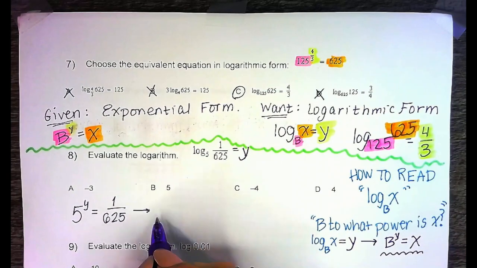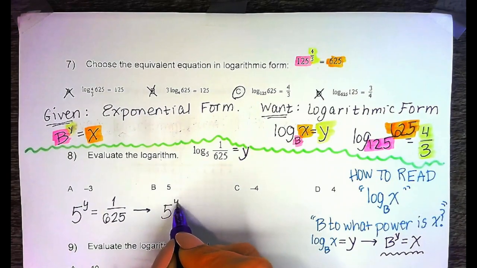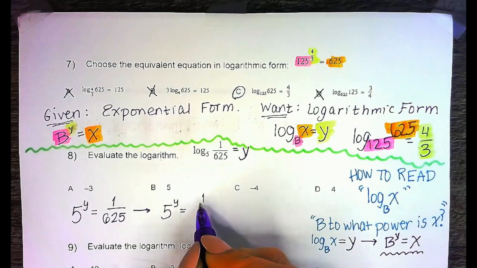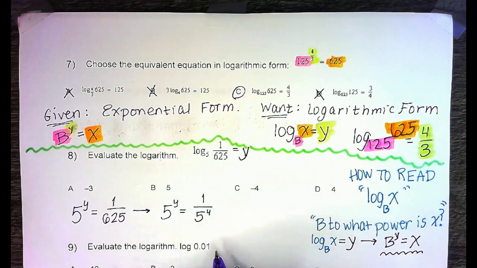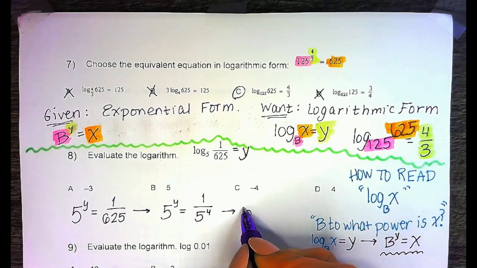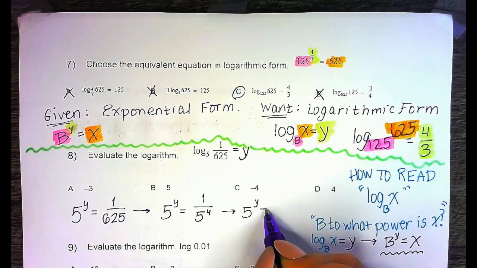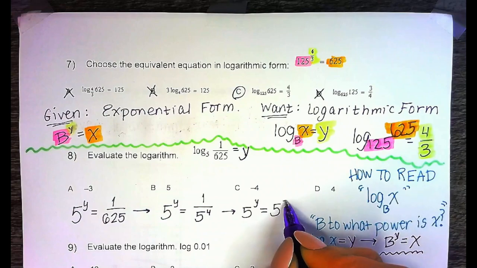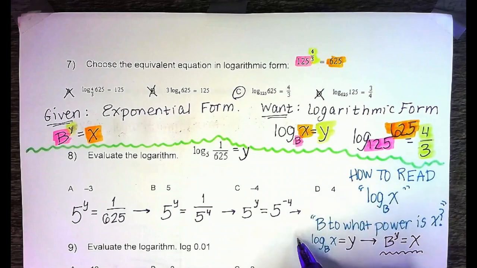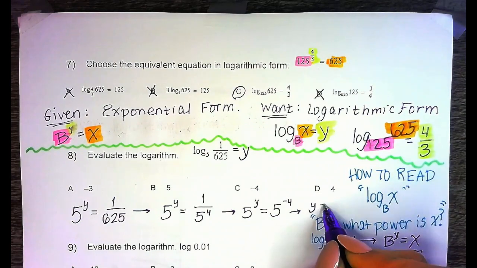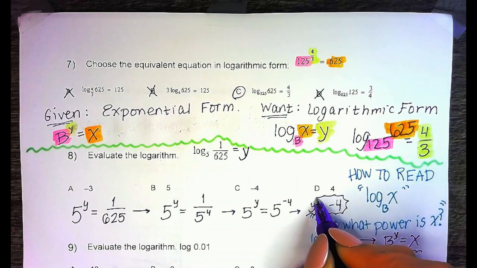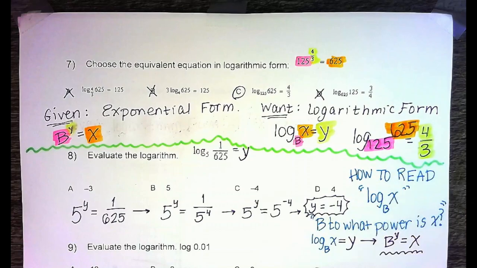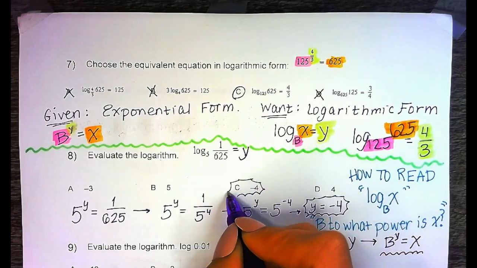I'm going to solve this one by using a swap-portunity. 625 is actually 5 to the 4th power. 5 to the 4th power in the denominator is actually 5 to the negative 4th power. One-to-one property says we could ignore those two 5s and conclude that y must equal negative 4. And since y is what we had set our original logarithmic expression equal to set up this whole problem, our answer must be C, negative 4.